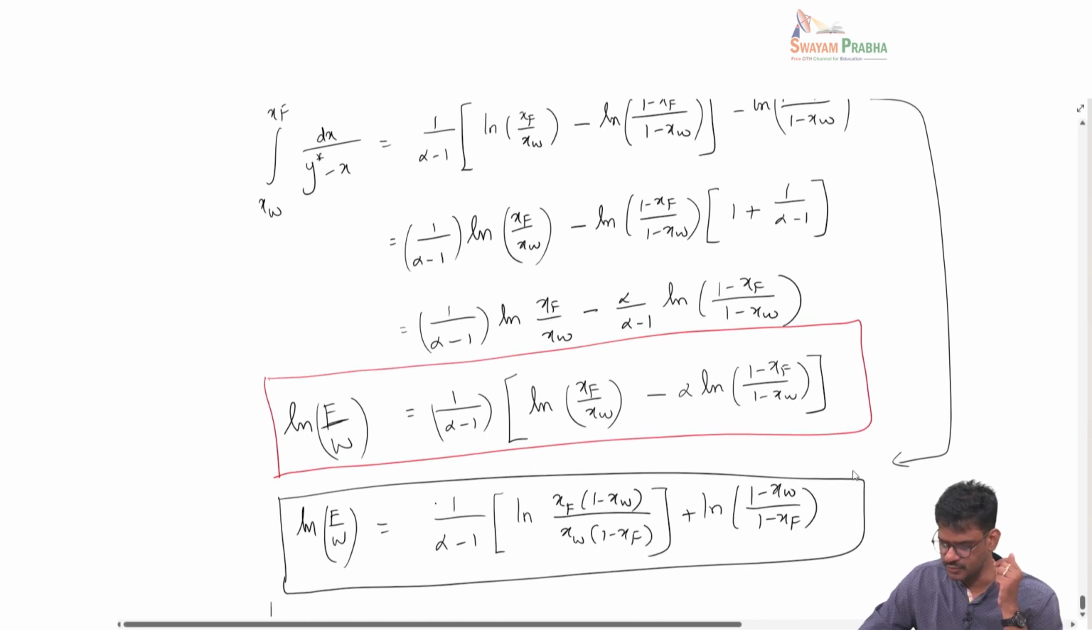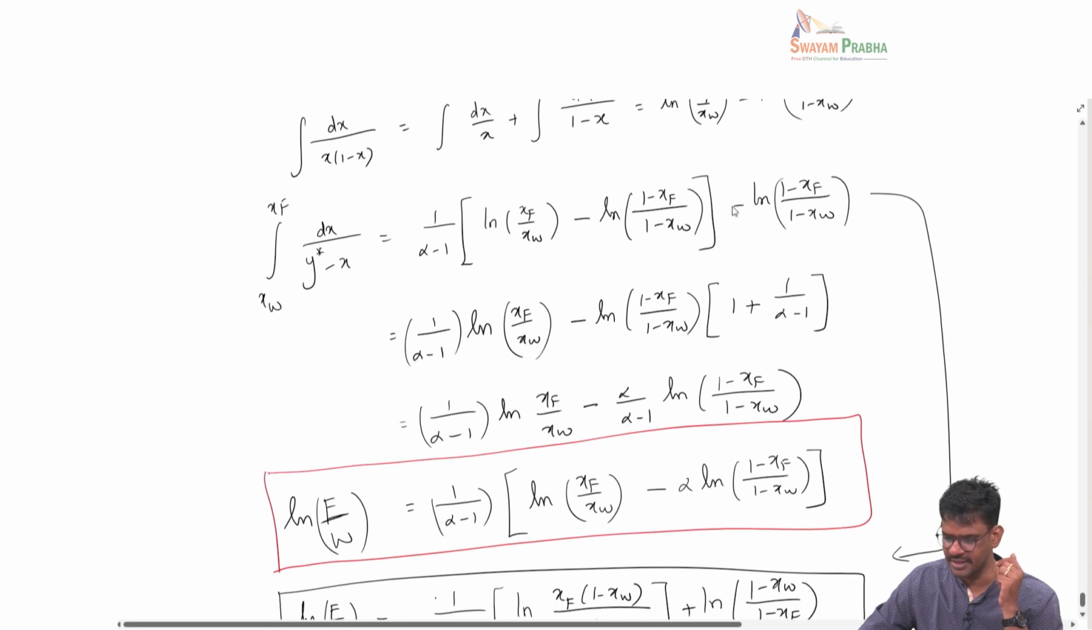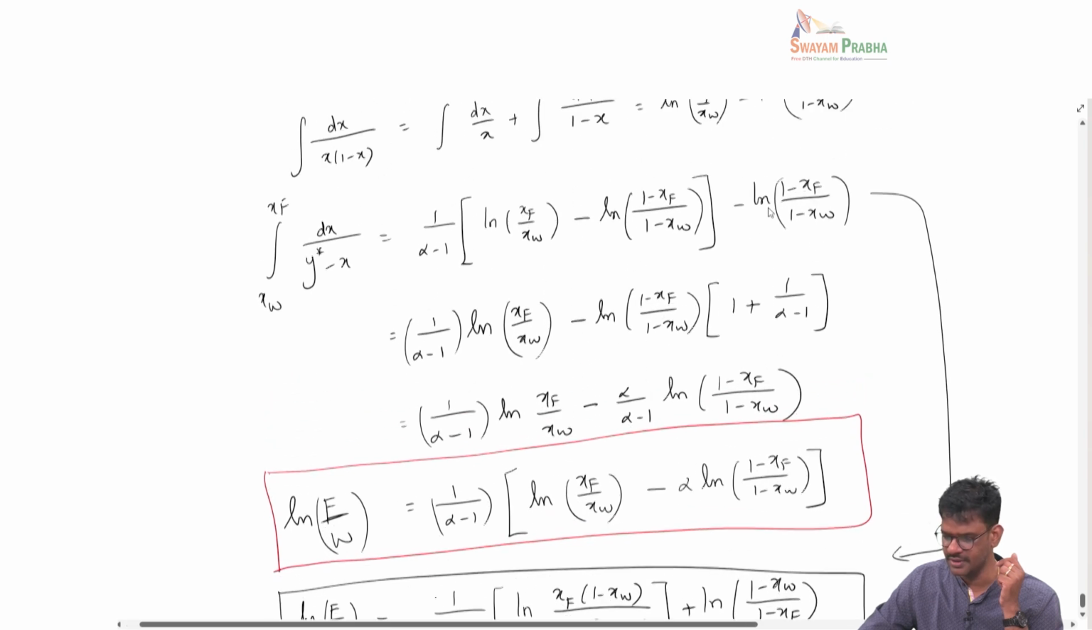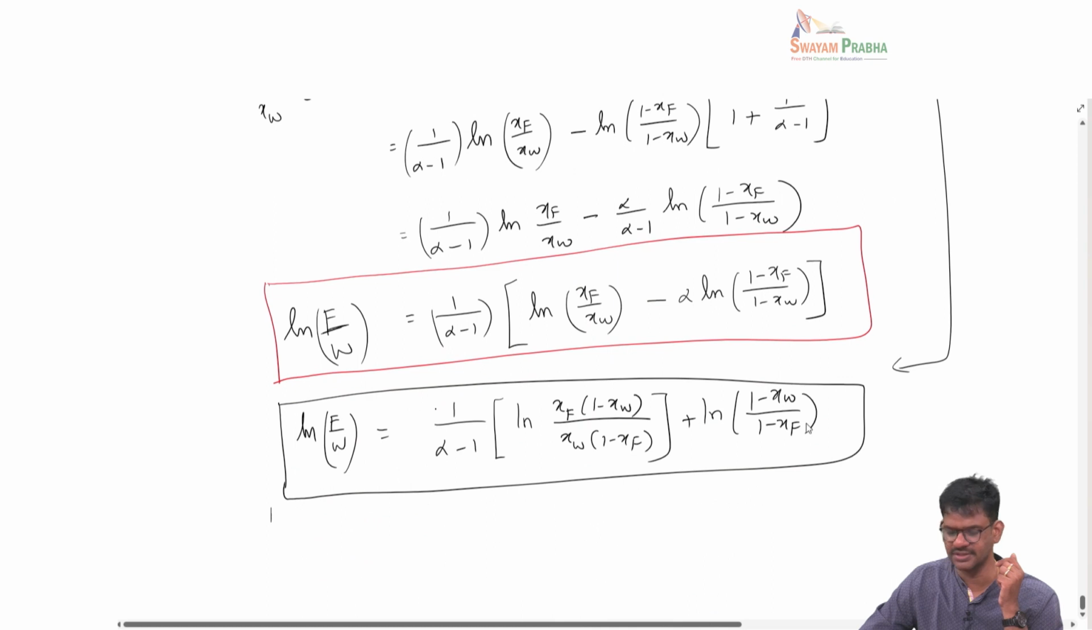The way I am writing this one is, from here I am combining these two terms, then I get this. Here there is a minus sign, I am inverting it, so I get plus ln of the inverse of this, which is (1 minus xW) by (1 minus xF). So both forms are equivalent.